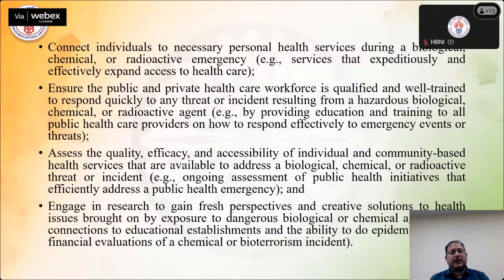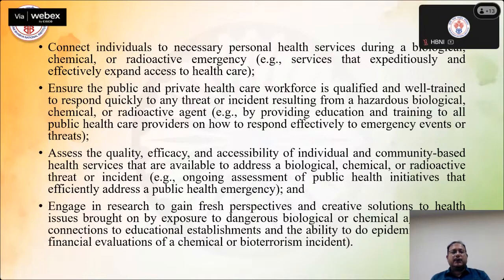Assess the quality, efficacy, and accessibility of individual and community-based health services that are available to address a biological threat or incident or chemical threat or incident. An example would be ongoing assessment of public health initiatives that effectively address the public health risks related to chemicals or agents. For example, if a particular area is handling chlorine or hydrocarbons, then it is very obvious to ask what could be the effect of chlorine, what could be the effect of hydrocarbons, and what could be the effect of methane on the nearby community.